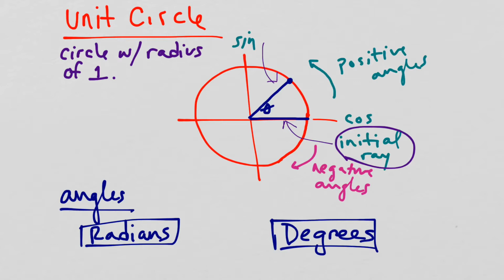The other ray here is going to be called the terminal side, or the terminal ray. All right, so that's just a little breakdown of the vocabulary. So we have the initial side of a triangle, we have the terminal side of a triangle. So initial versus terminal.